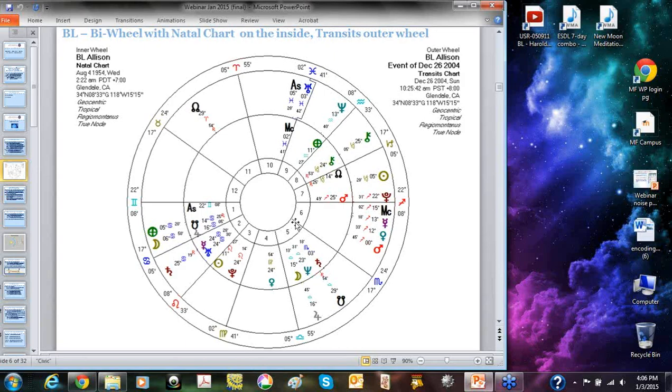Transiting Mars, right here, is at 0 degrees, which means he's fixing to move in on making aspect to my midheaven and nadir. And this is going to set me up. Oh, and by the way, who else is there? Transiting Uranus.